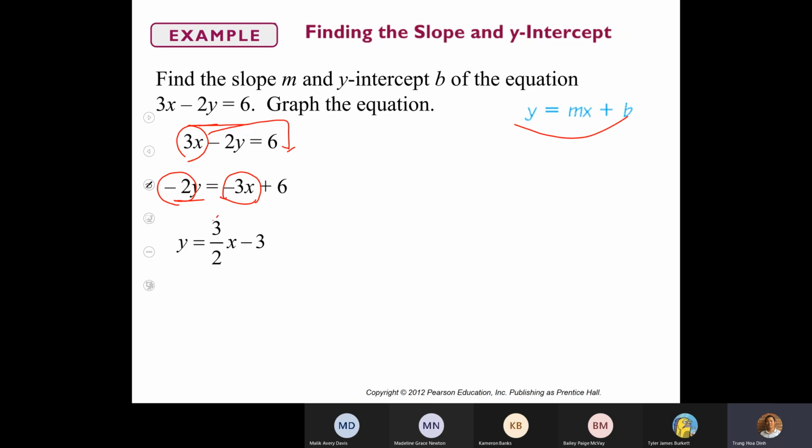Let me write this in here. This term would be -3 over -2. And you get 3/2 x minus 3, because -6 divided by -2 gives you -3. And that is the slope-intercept form. From here, the slope is 3 over 2, and the y-intercept is -3. That is your slope. That is the y-intercept.